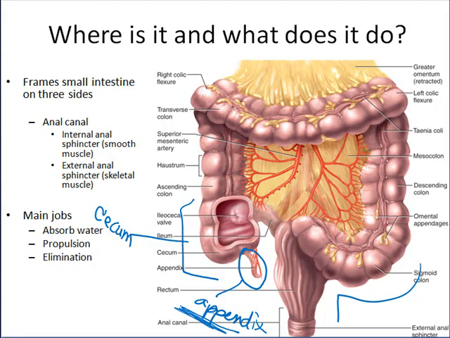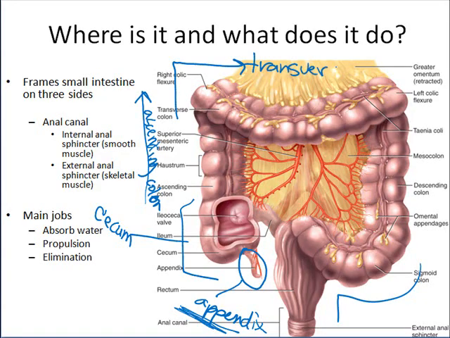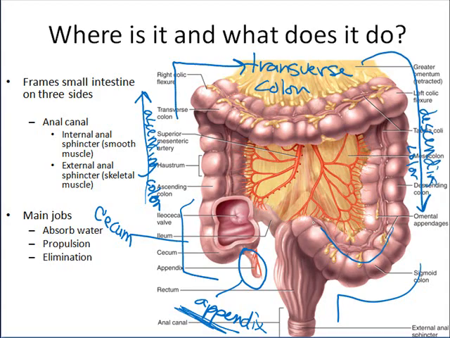The next region of the large intestine is this portion here. I'm drawing in an arrow. This is called the ascending colon. And then we turn across into the transverse colon. And then we make a turn downwards into the descending colon. And then this last portion here you can see has a twisted appearance to it. This is the sigmoid colon.